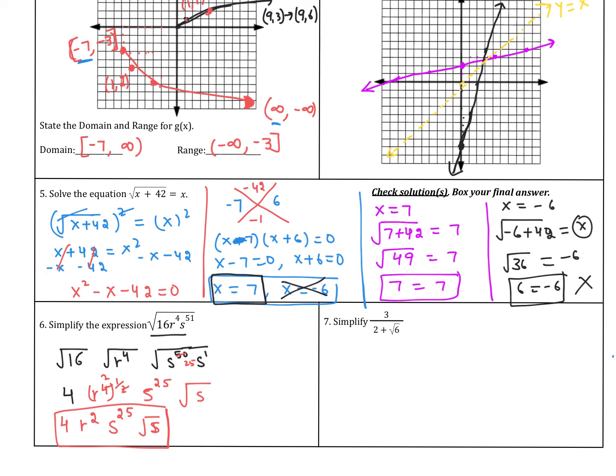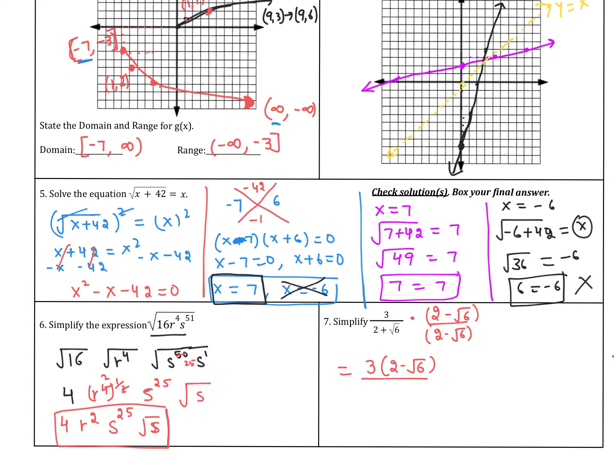For number 7, this is a specific question where you're going to remove the radical from the bottom by taking the conjugate. And if you remember, the conjugate is you change the middle sign. So 2 minus square root 6 on the top and on the bottom. When you multiply this, it will help us remove the radical from the bottom. On the top, you get 3 times 2 minus square root 6.